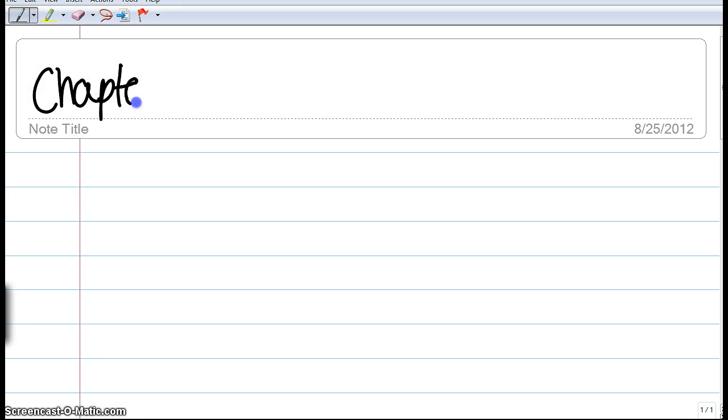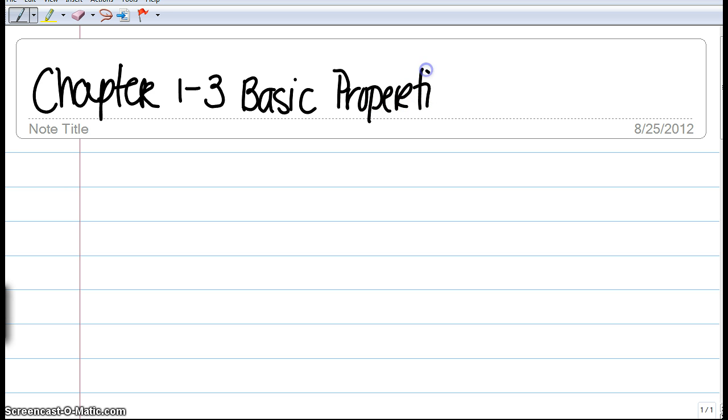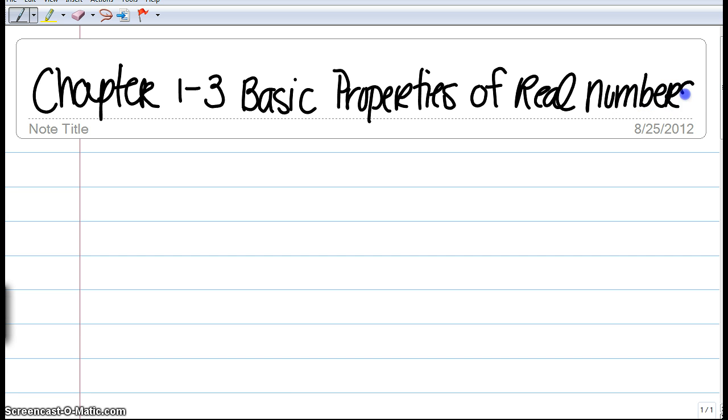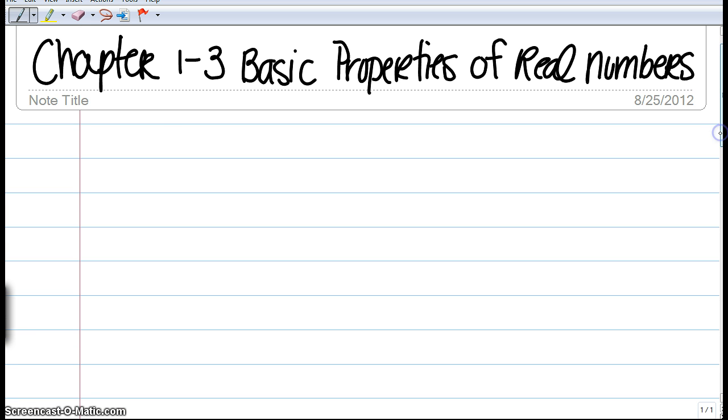Chapter 1.3: Basic properties of real numbers. So in this section, we're going to be going over different properties.